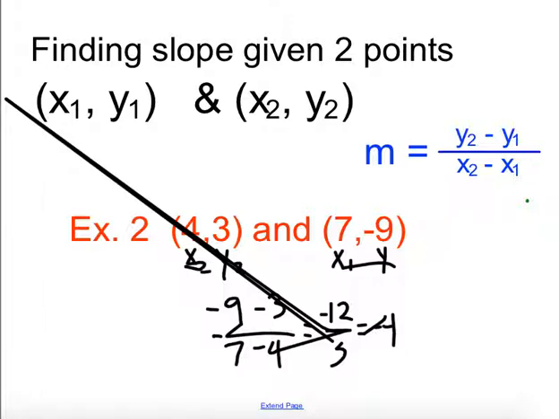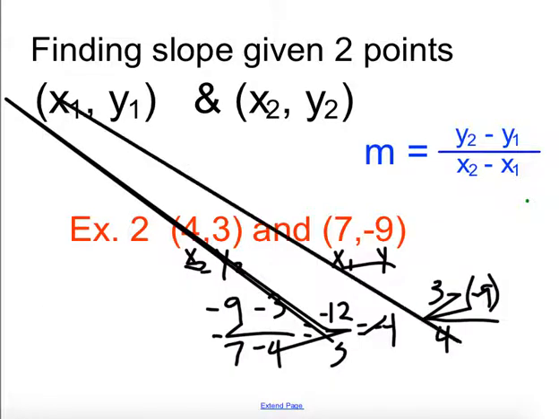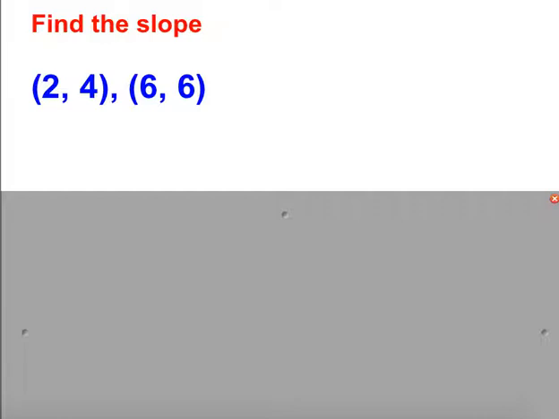And if I go the other way and do 3 minus a -9 over 4 minus 7, we end up with 12 over a -3, which still ends up as a -4. So it doesn't matter which way you go, just that you are consistent. If you start with one and find the difference to the other, you have to go the same way. All right, let's try another one.